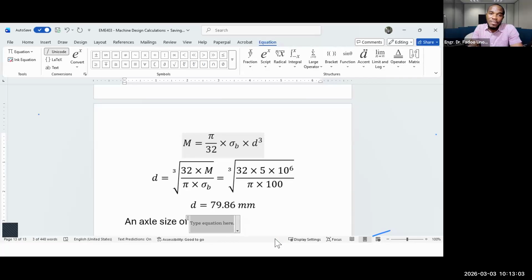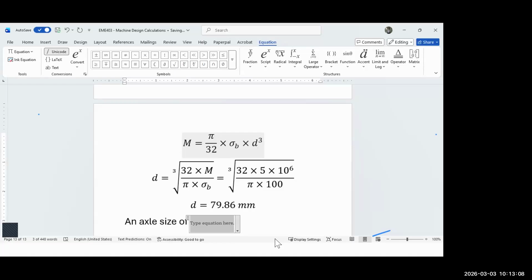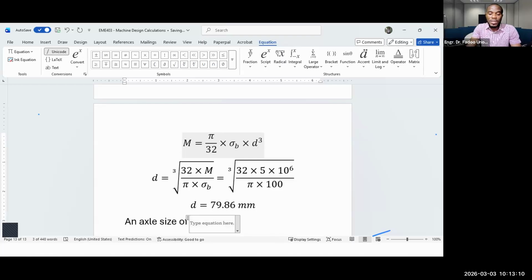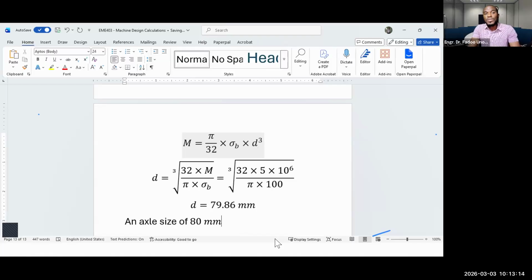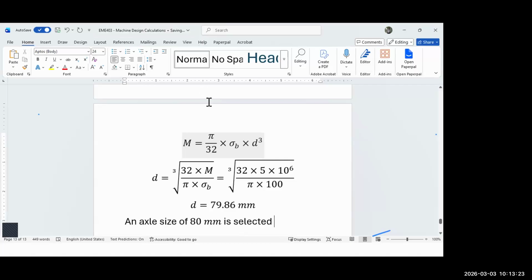Based on standard shaft sizes, what size will we select? 80, sir. 80 millimeters, right? Okay. An axle size of 80 millimeters is selected according to the standard shaft sizes. And that's all they asked us to find.